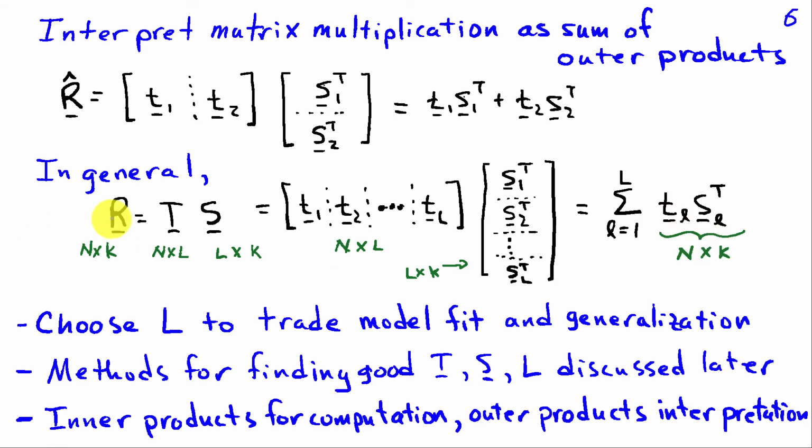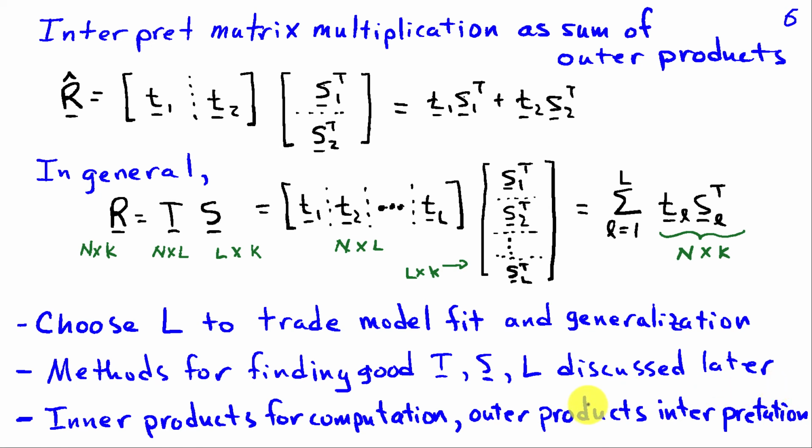The bigger that capital L is, in other words, the more terms in this representation, the better we'll be able to describe R, but we run into the same issue that we ran into with the vector case, which is that the more complicated model, the model with more terms, may not generalize as well, because it may be fitting variability that has nothing to do with the underlying true trends in the data. Now, taking a matrix R and decomposing it this way is something that we'll talk about later. In other words, how would you find a good T, S, and L?